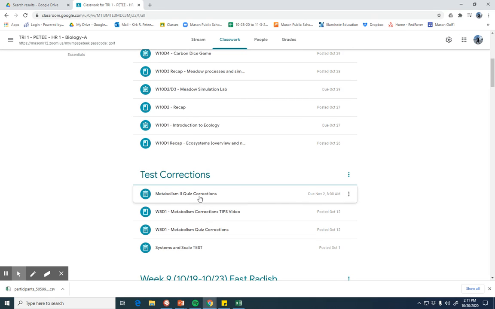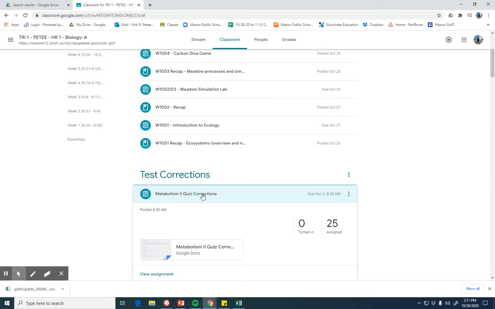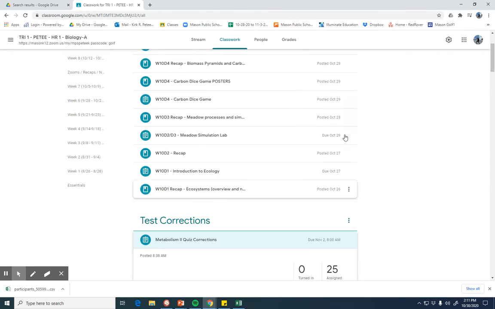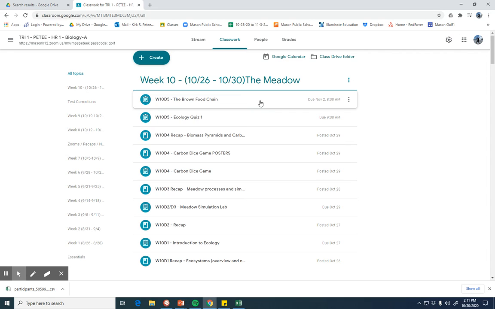And you simply have to do those corrections in the test corrections part. Make sure those are turned in by Monday, along with your questions on the brown food chain.